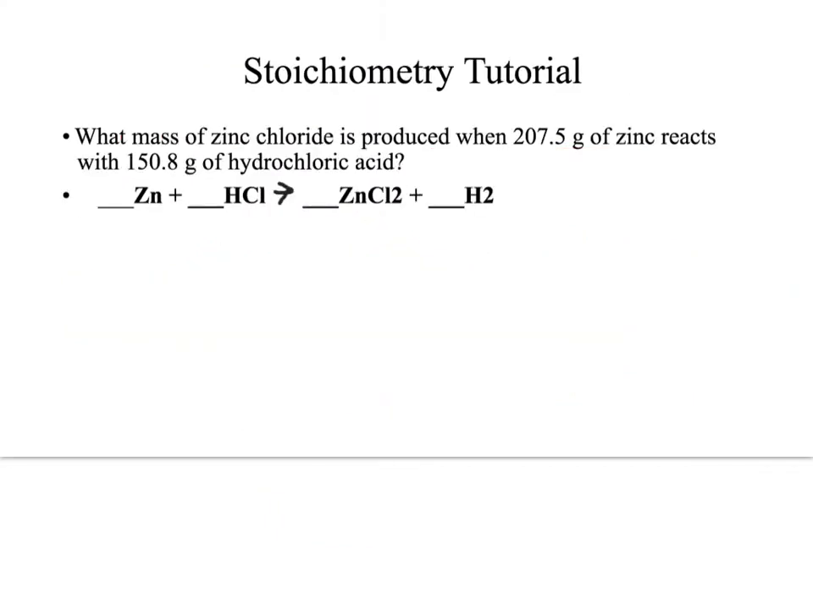All right, last one we're going to do on this tutorial, and we're going to end it with the big one, which is a limiting reactant. And the reason that I know that this is a limiting reactant is because it gives me 207.5 grams of zinc reacting with this many grams of hydrochloric acid. So because it gives me 2 reactants, it's going to be limiting. And so it's going to be solving for mass of zinc chloride.